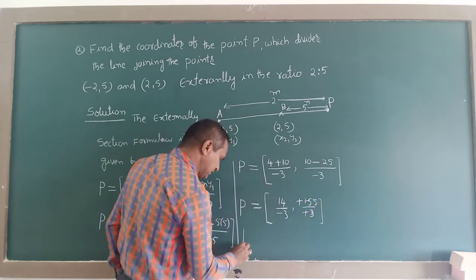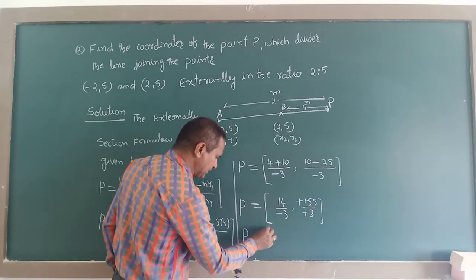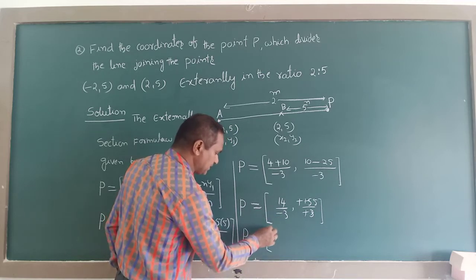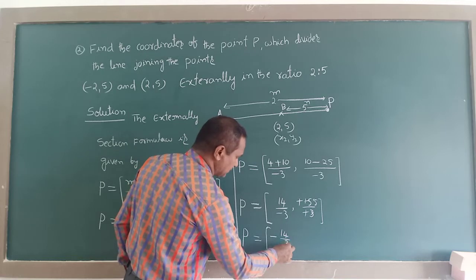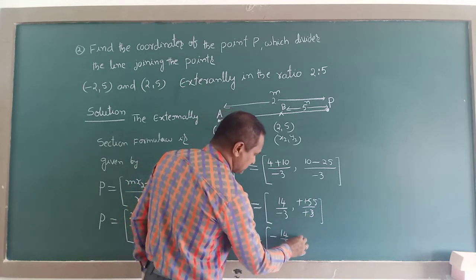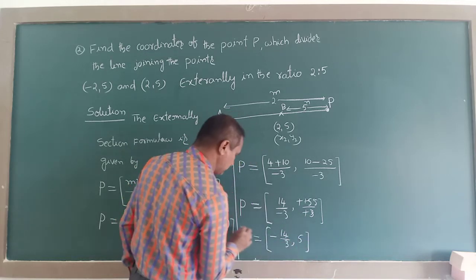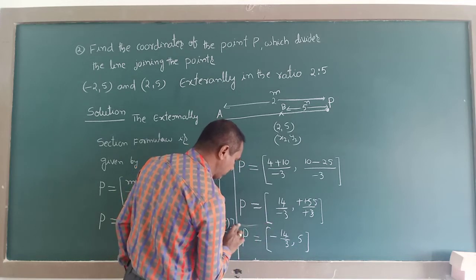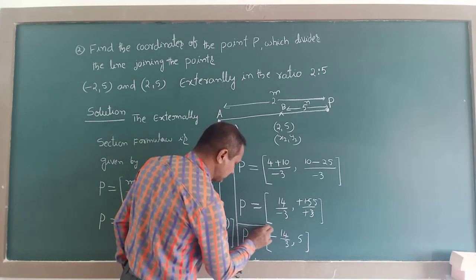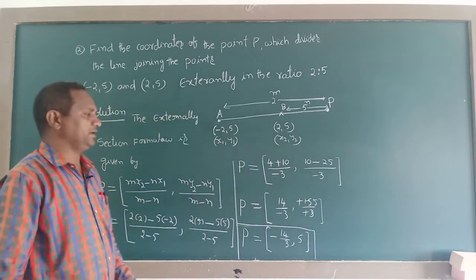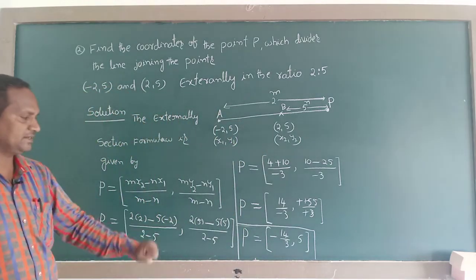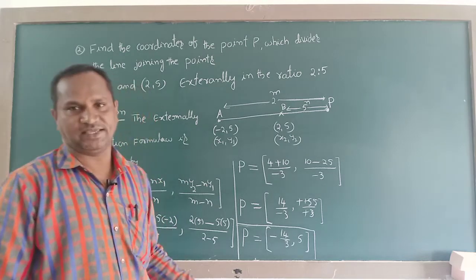That's the final answer for the division point. Plus by minus becomes minus 14 by 3, comma, plus 5. These are the coordinates of the division point when it divides the line segment externally. That is minus 14 by 3, comma 5.